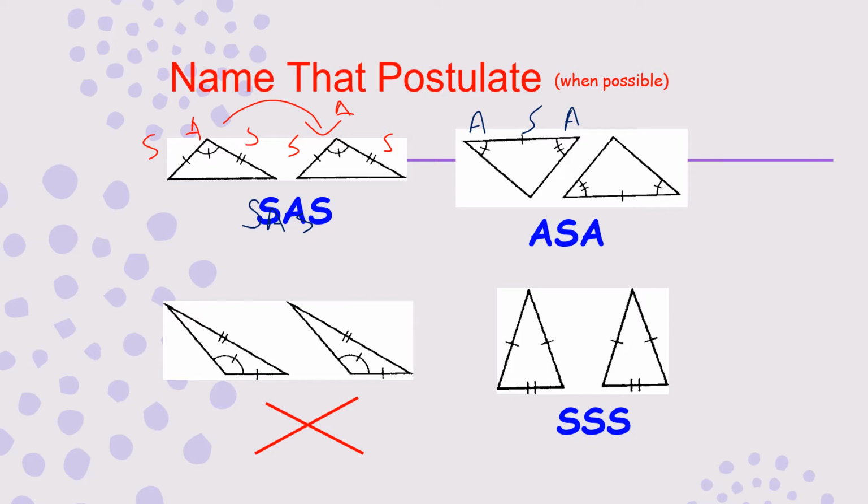In the third figure, can you name it? Here all the three sides are given equal to each other. Yes, this will be congruent by side, side, side correspondence. Can you name the fourth one? Is it possible? No, it's not possible because there does not exist side, side, angle correspondence.